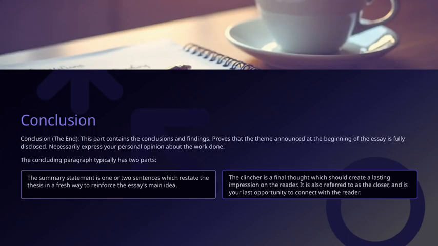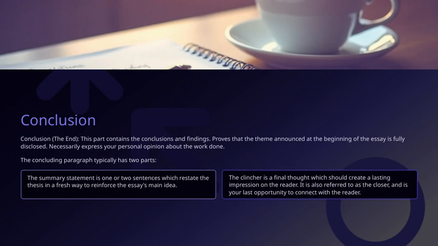As we come to the conclusion, I want to highlight that this section summarizes our key findings and insights. It clearly demonstrates how the main theme we discussed at the beginning has been fully explored and explained throughout the presentation. I believe it's important to reflect on how our work has reinforced the initial idea and shown its relevance.